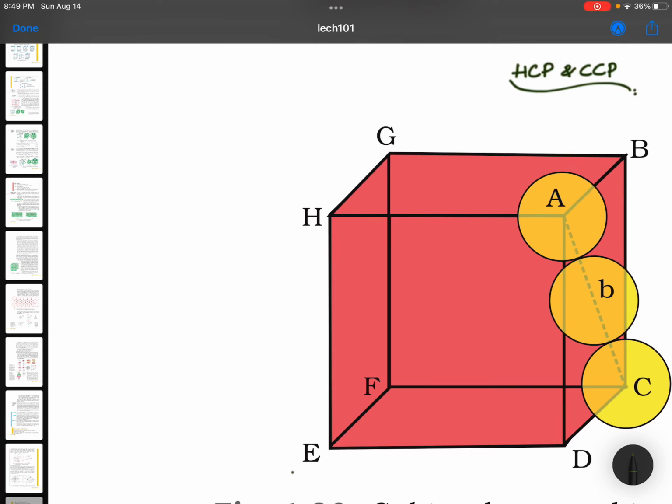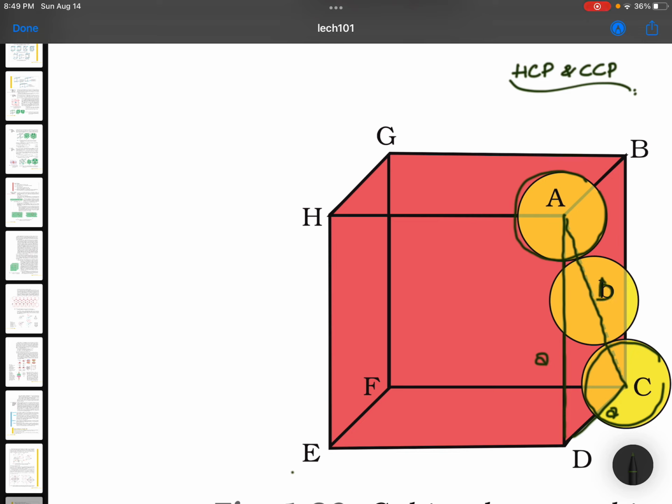Packing efficiency in HCP and CCP structures. It's very simple. You see, in HCP and CCP structures, atoms will be at corners as well as faces. So we are considering here one atom at this corner, and this is another one. And you see, this is edge length A, this is another edge length A, and this distance we are taking as B.